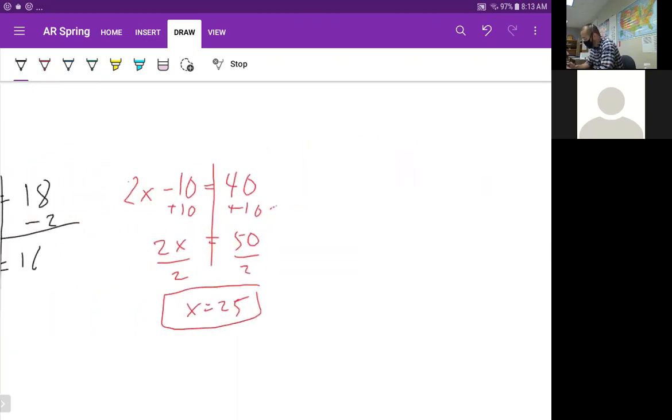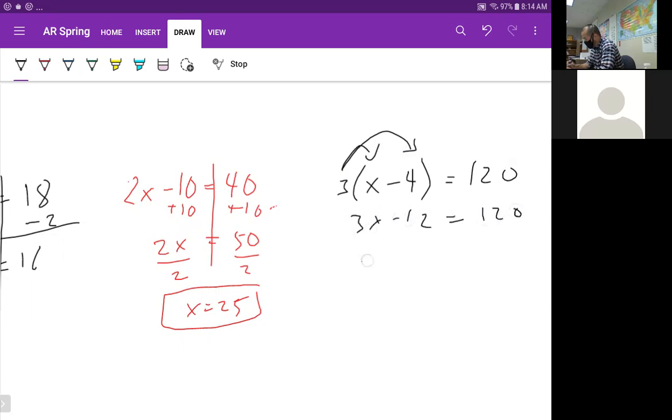You may also see this with distribution. So let's say like 3 times x minus 4 equals, let's say 120. So you distribute this. So 3x minus 12 equals 120. Add 12, 3x equals 132. Why did I pick such a big number? I'm not sure. So the answer is x equals 44.